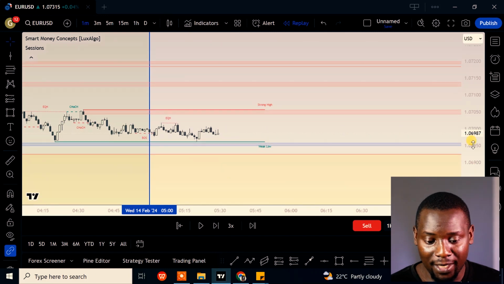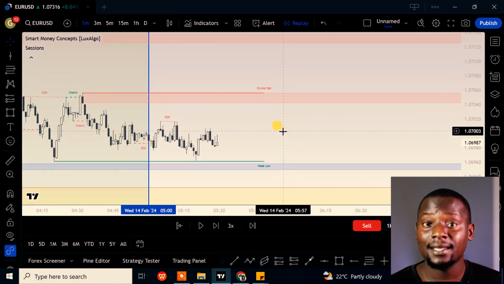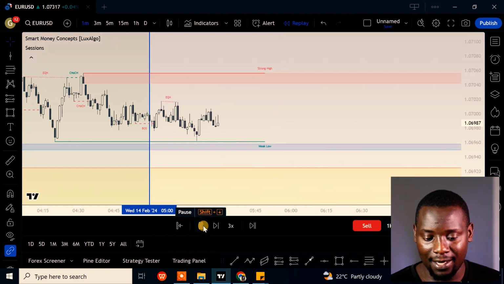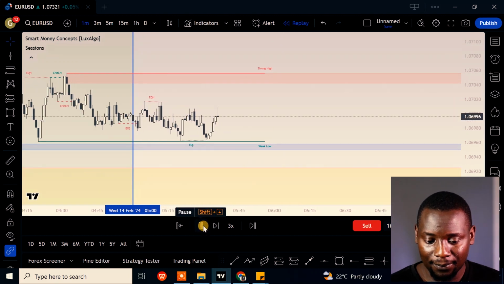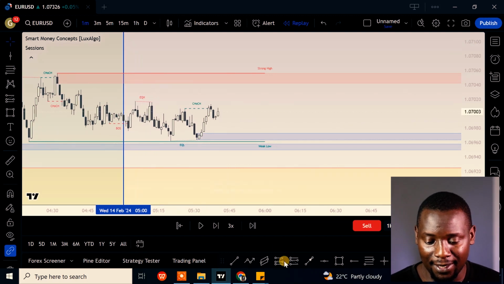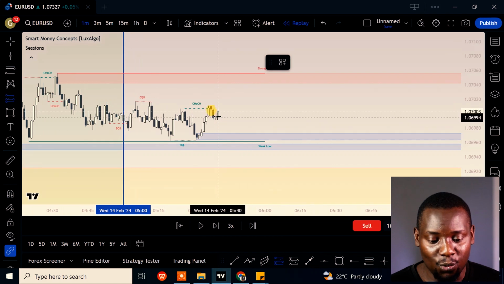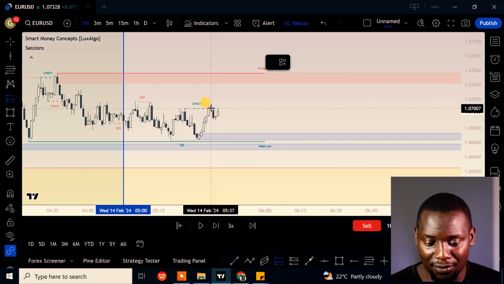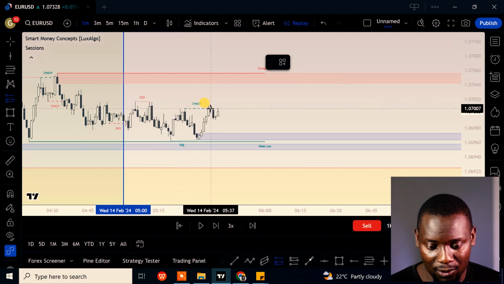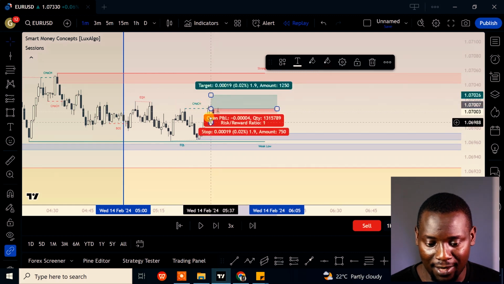And what I'm looking for is the first change of character. So let's have a look at that. So price is right there. The change of character has happened, and what we do next, we enter on this change of character at this level that has just been taken out. So let's try and enter on that.